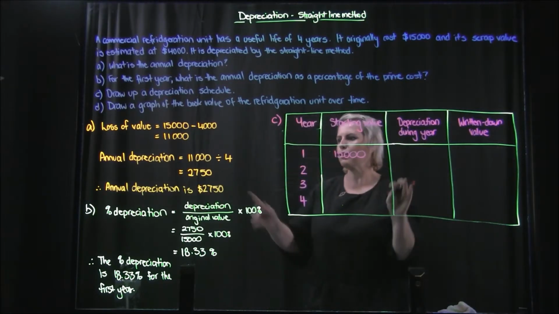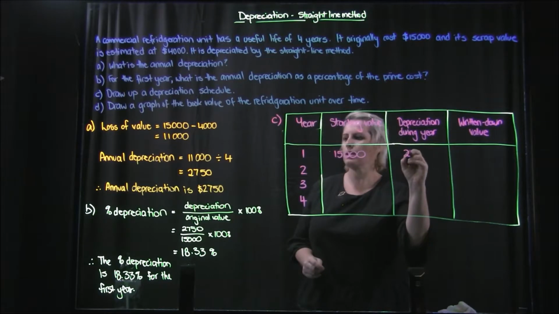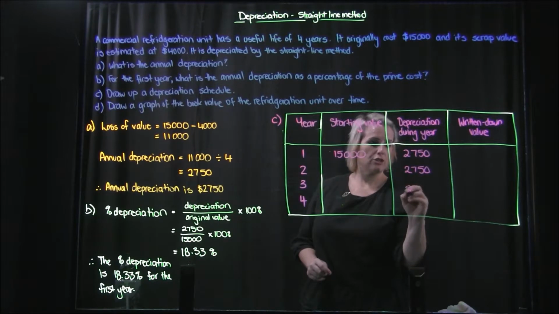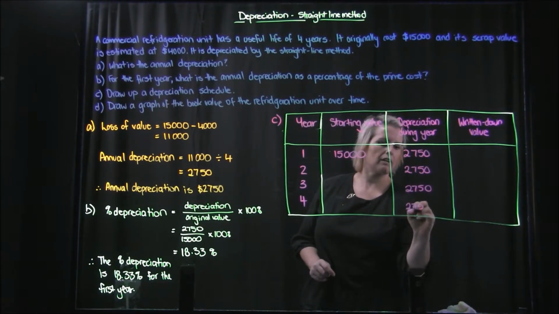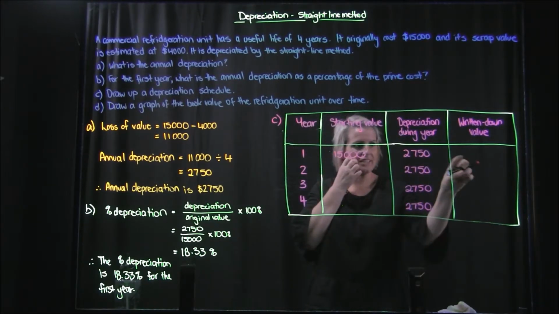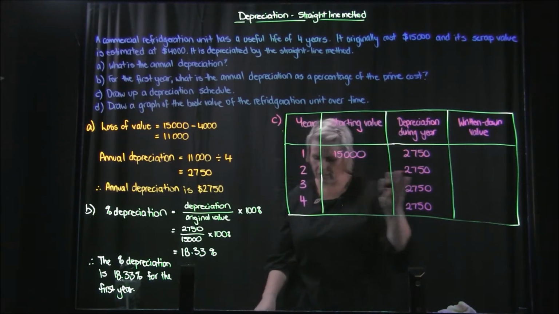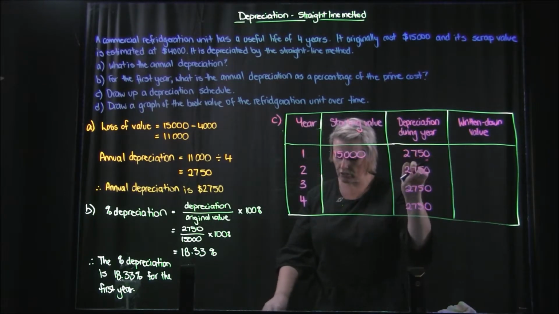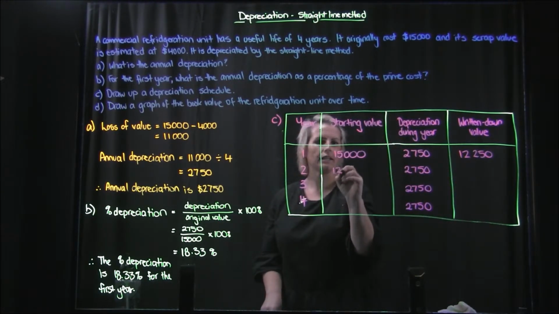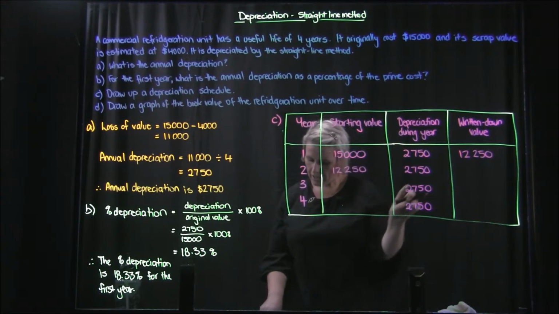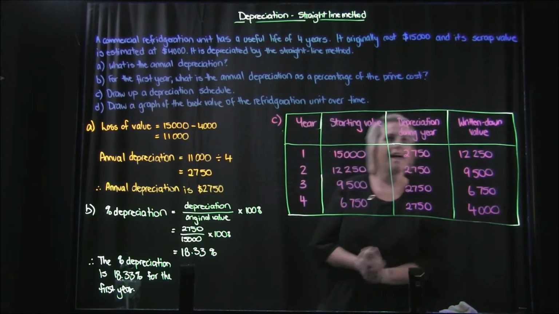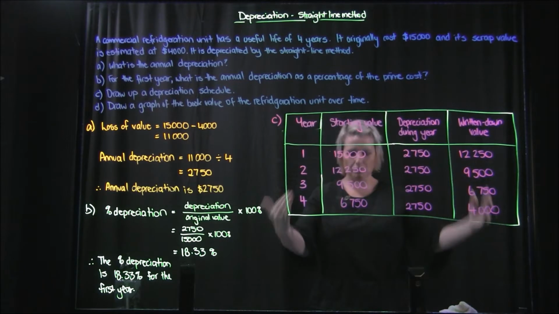Now my depreciation, because it's straight line, is the same amount every year. So in the first year, it was 2,750. In the second year, 2,750. Third year, and fourth year. So all I then do is I take my depreciation from my starting value. If I go 15,000, take 2,750, I end up with 12,250. So that becomes my starting value for the next year. Then I take down the next one, and so forth. And 4,000. So this is my depreciation schedule.